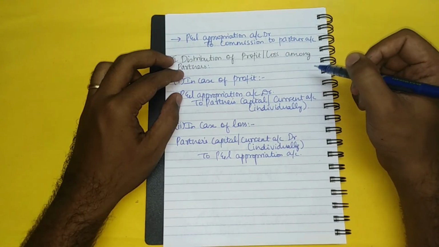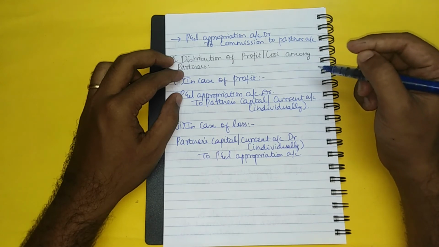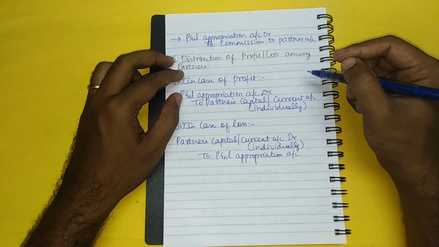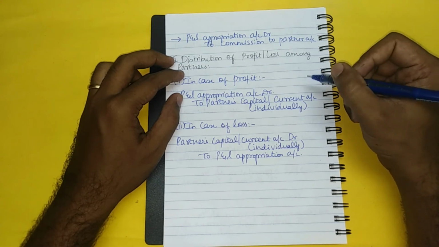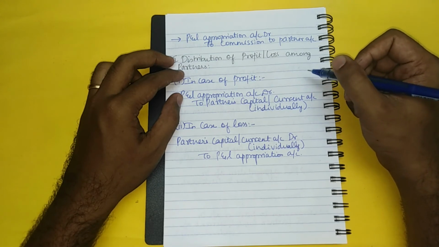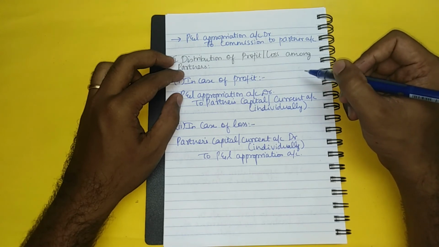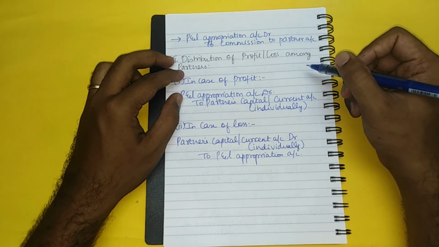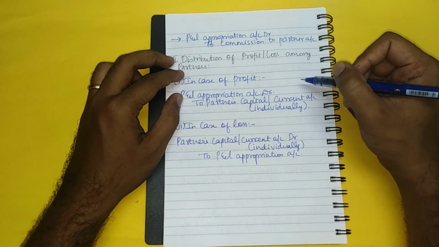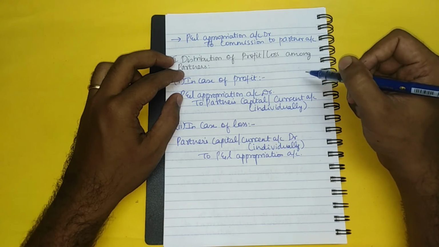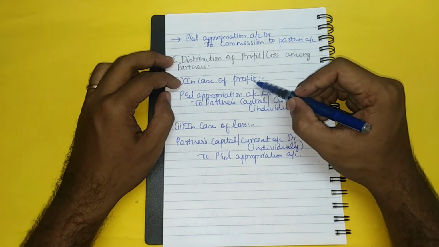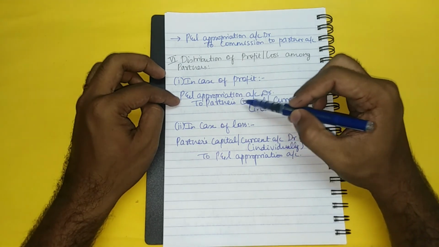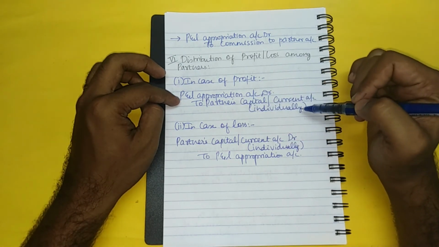Till now, we have transferred the profit or loss from the P&L account, and we have given the adjustments for interest on capital, interest on drawings, salary and commission to partners. Now, after these adjustments, we will be arriving at the profit or loss which needs to be shared between the partners. There are two possibilities. We may end up having profit or loss in the profit and loss appropriation account. If we have profit, the entry is profit and loss appropriation account debit to partner's capital or current account, which needs to be credited individually.